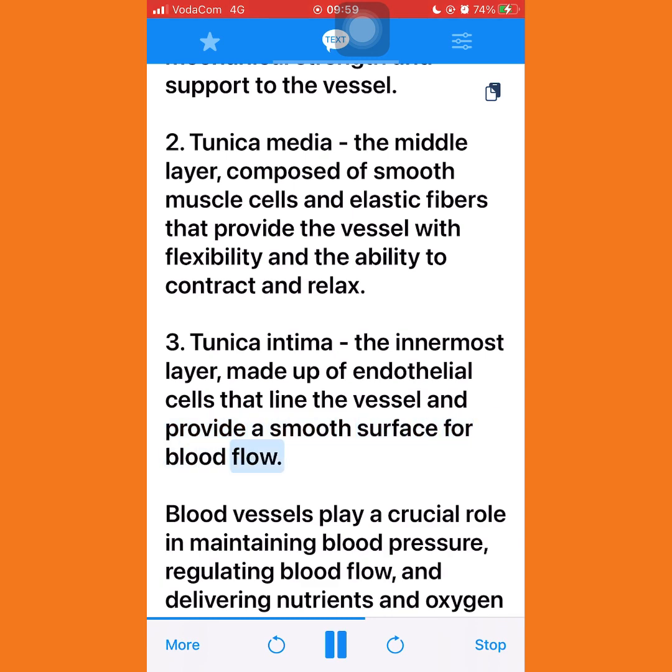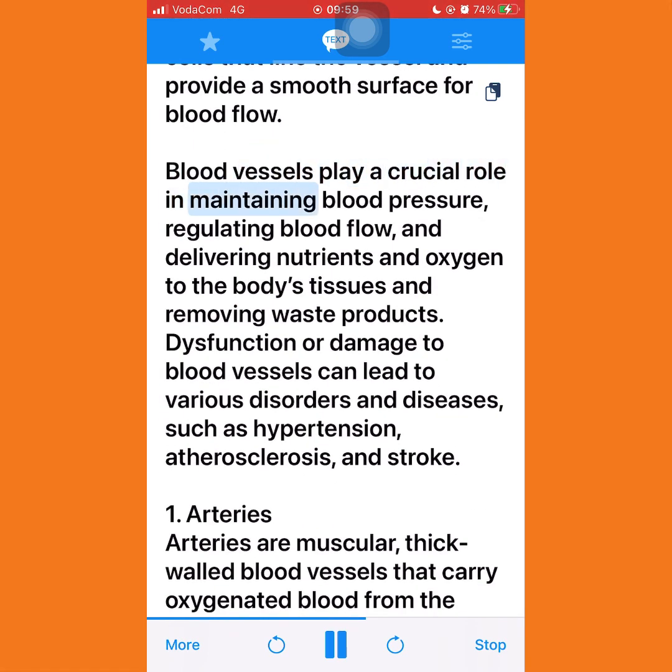3. Tunica intima, the innermost layer, made up of endothelial cells that line the vessel and provide a smooth surface for blood flow. Blood vessels play a crucial role in maintaining blood pressure, regulating blood flow, and delivering nutrients and oxygen to the body's tissues and removing waste products. Dysfunction or damage to blood vessels can lead to various disorders and diseases, such as hypertension, atherosclerosis, and stroke.